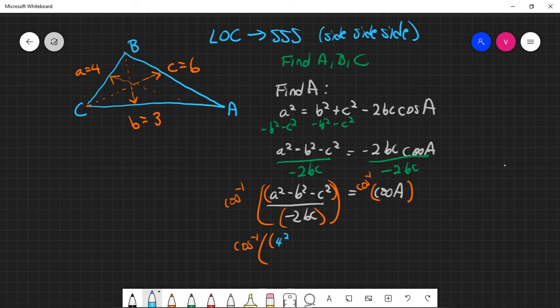So it's going to be 4 squared minus what's B? B is equal to 3, so 3 squared minus, and what is C equal to? 6, 6 squared. Okay, all of that divided by negative 2 times, and B is again 3, and C is again 6. Look at the numerator, y'all. 4 squared minus 3 squared minus 6 squared, that's going to be a negative number.